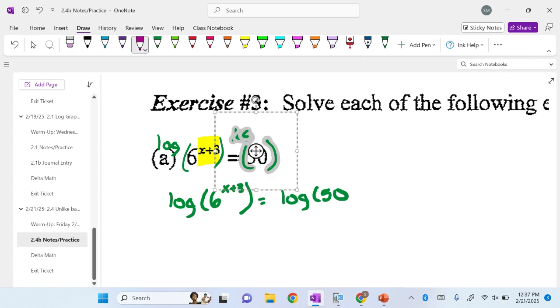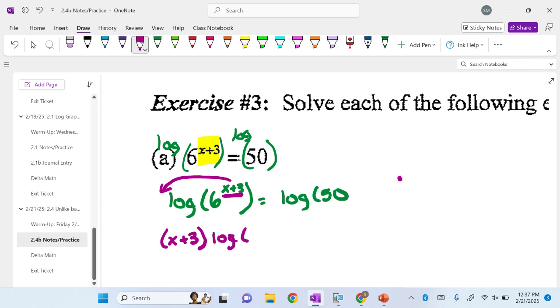Right, we just bring the exponent to the front. Bring the entirety of the exponent to the front. So bring this entire x plus 3 to the front. I would write the x plus 3 in parentheses when the log's still attached to it so you know that's attached. So x plus 3 times log of 6, because we're multiplying that log of 6 to the entirety of x plus 3, hence the parentheses, is equal to the log of 50.